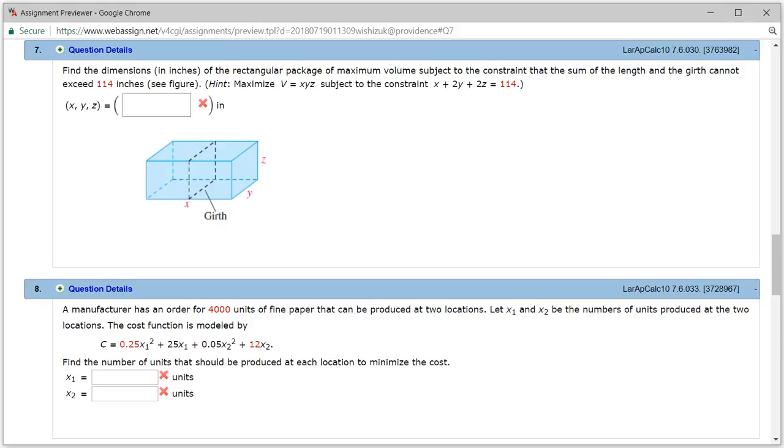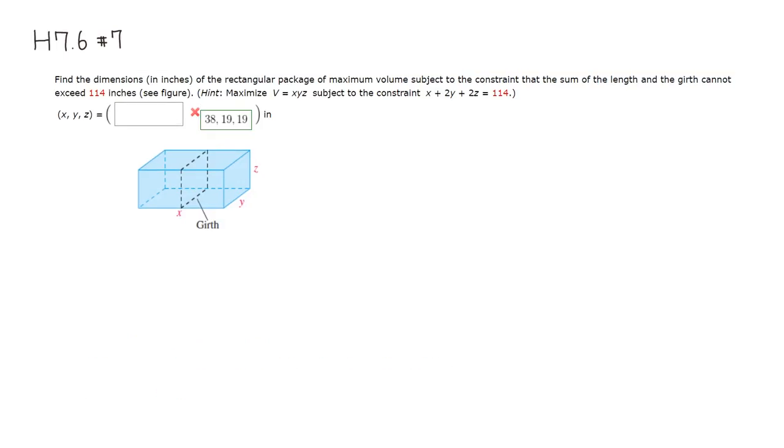Alright, let's look at homework 7.6, problem number 7. We want to maximize the volume. Volume is x times y times z. And the constraint is the length plus girth. So length would be, let's say, x, and the girth would be 2y plus 2z, and it has to be equal to 114.